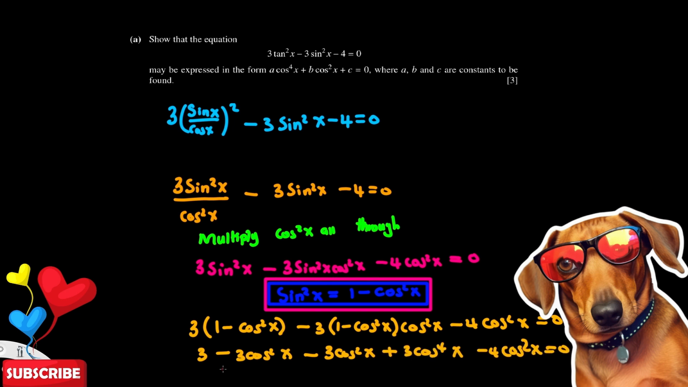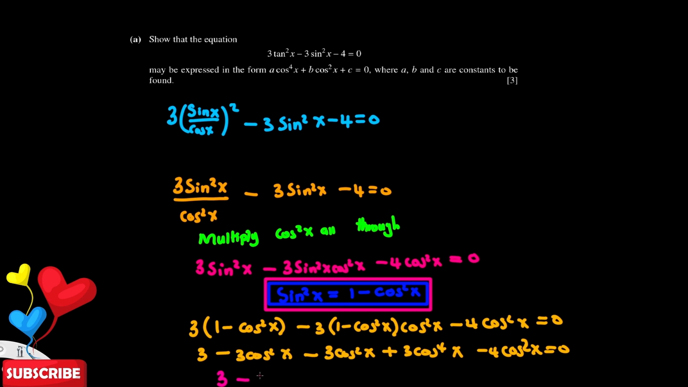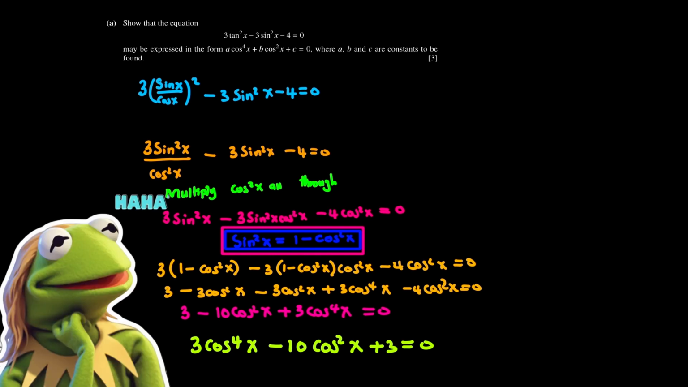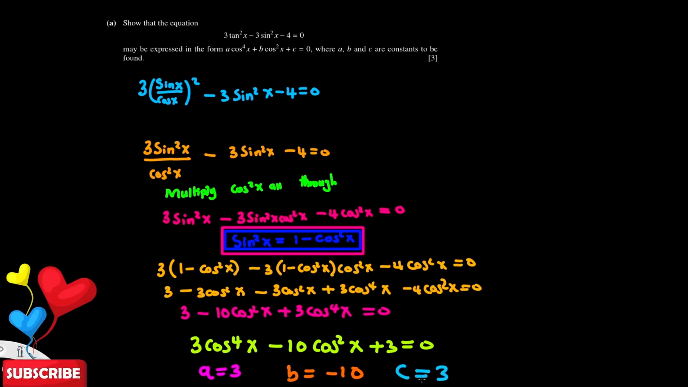So we need to put the like terms together and simplify further, and this is going to translate to this, which becomes 3 cos power 4x minus 10 cos squared x plus 3 equals to 0. But remember, in this question, you are told that a, b, and c are constants to be found. So don't forget to write the exact values of those constants that you are told to find.